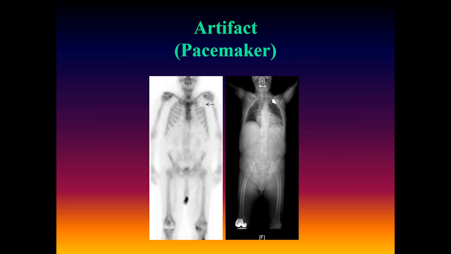This is a pacemaker artifact overlying the left upper anterior chest wall. Notice also the large area of photopenia in the right knee, which is caused by the patient's right knee arthroplasty.